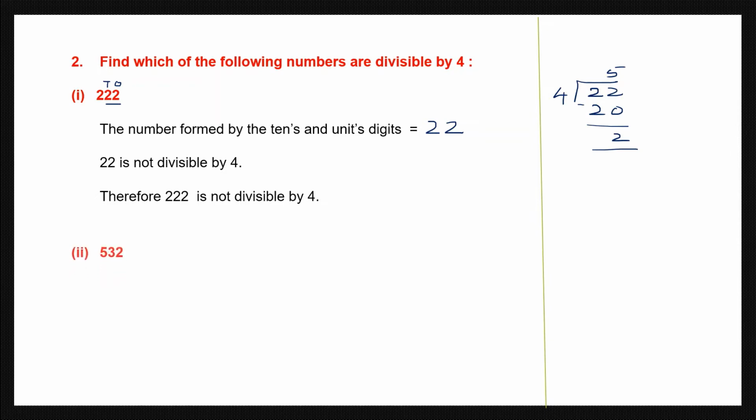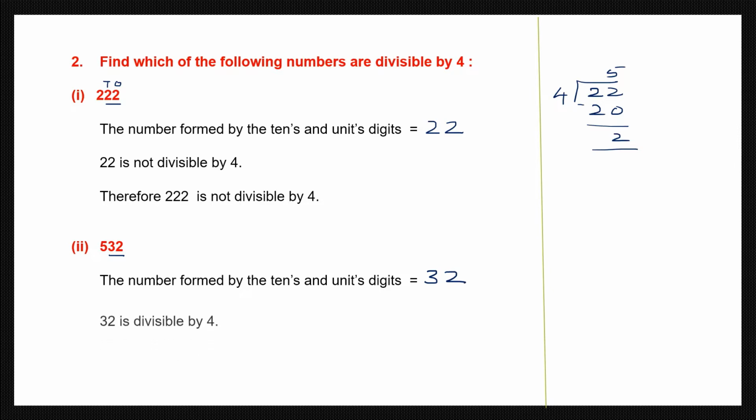So let's take the second question. 532. The number formed by the tens and the units digit is 32. And we know that 32 is divisible by 4. 4 eighths are 32, isn't it? So because 32 is divisible by 4, therefore 532 will also be divisible by 4.